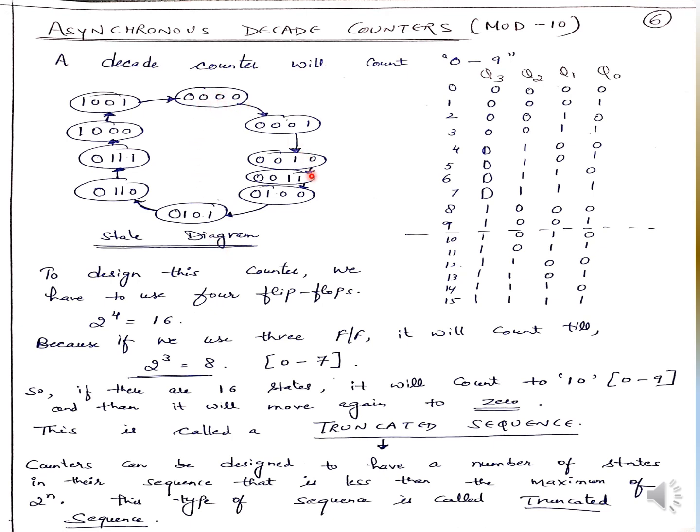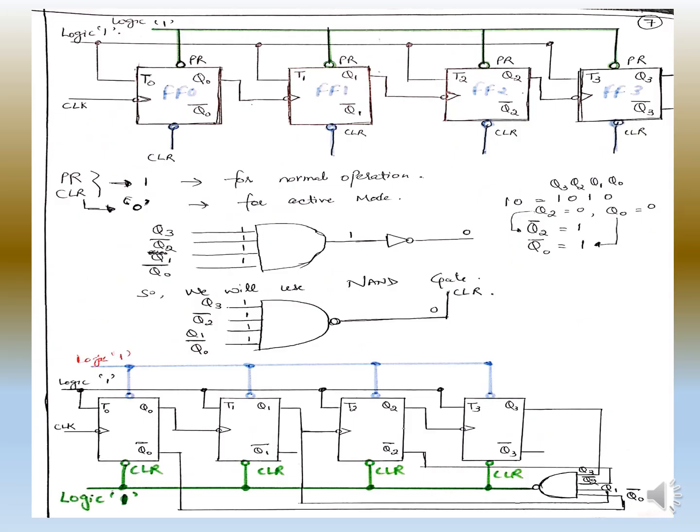Okay, so this is the state diagram. As you can see, I have drawn here 10 states: 1, 2, 3, 4, 5, 6, 7, 8, 9, 10. And then after 1001, it will count again 0000. It is not going to count 1010. See, 1001 and then again it will count 0000. So this is my 0 to 9, that means a mod 10 counter. I'll explain in the next slide how it is going to work.